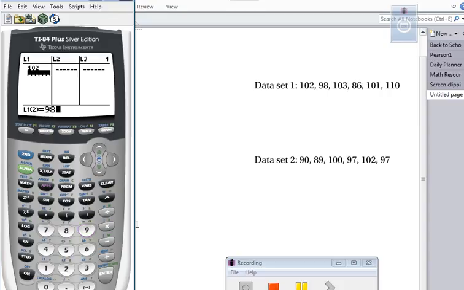102, 98, 103, 86, 101, and 110. So there should be 6 numbers in your list. Notice that 6 right there.